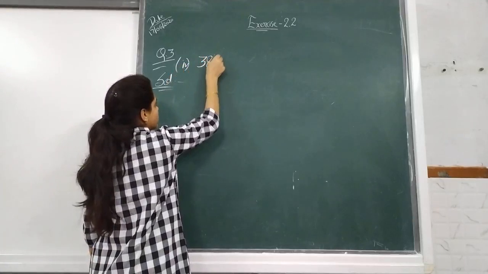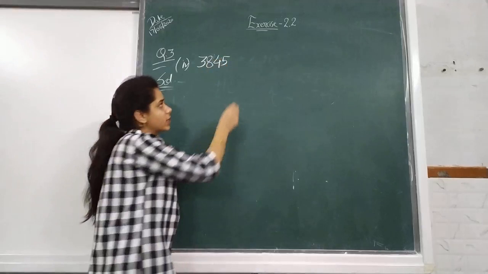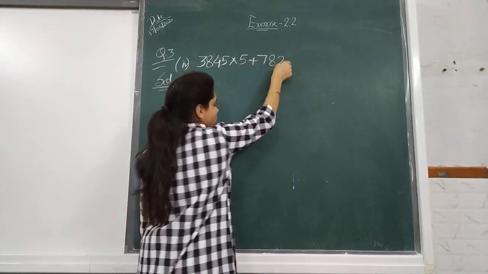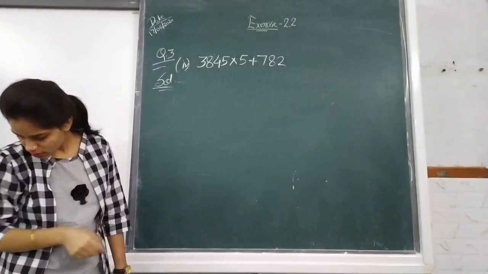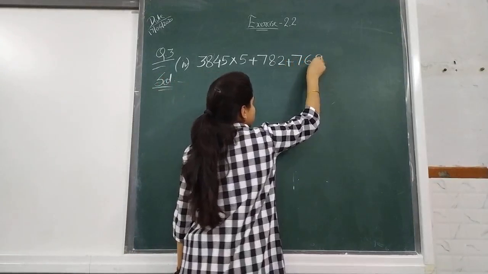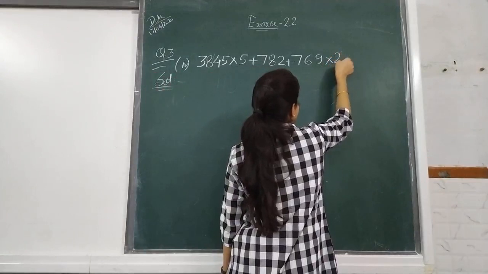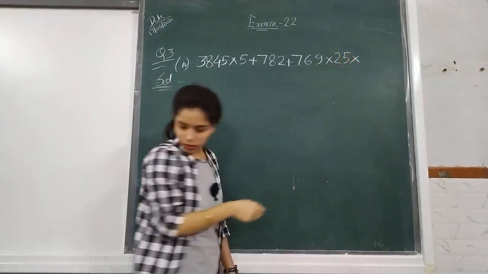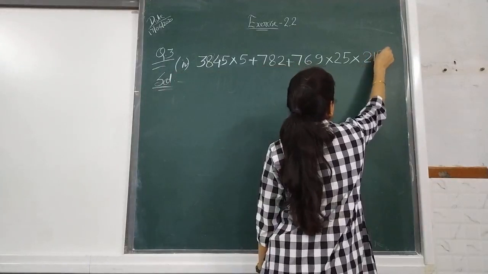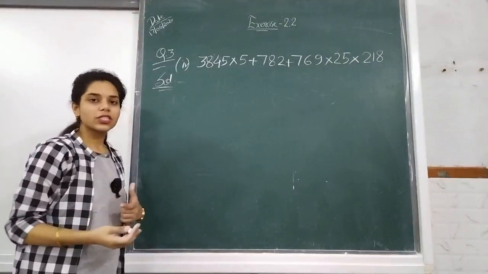3845 into 5 plus 782 plus 769, into 25 into 218. So, how will we solve this? We can make it a distributive property.